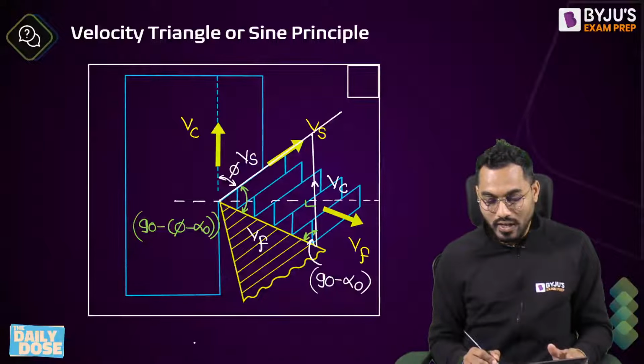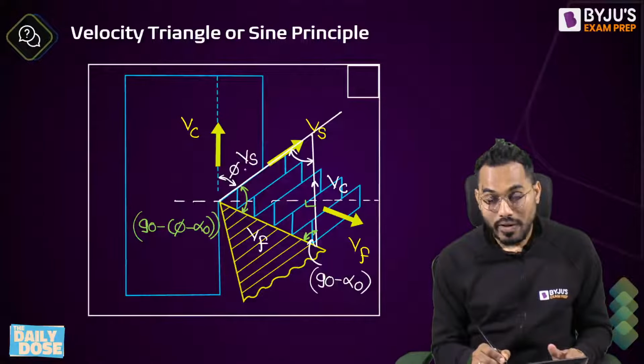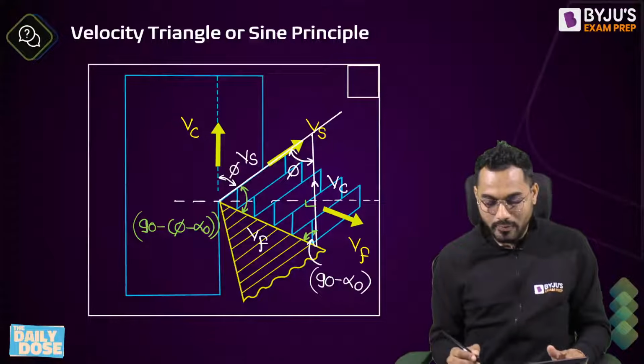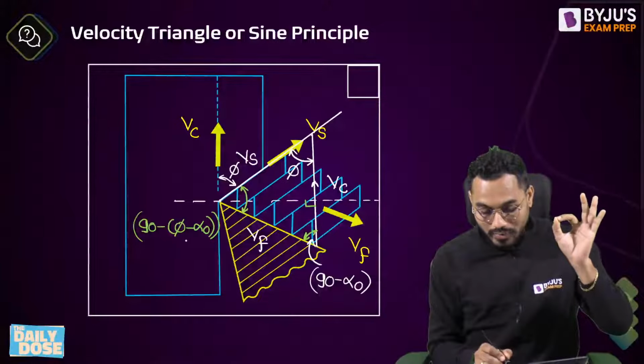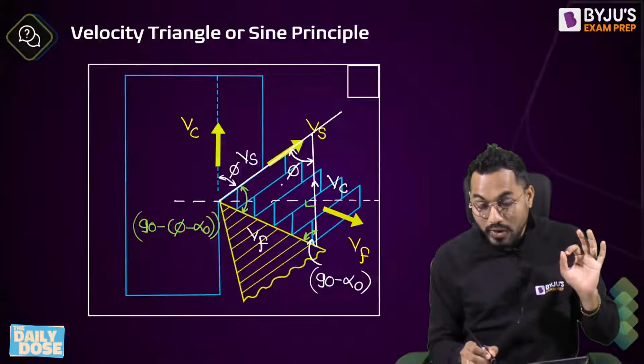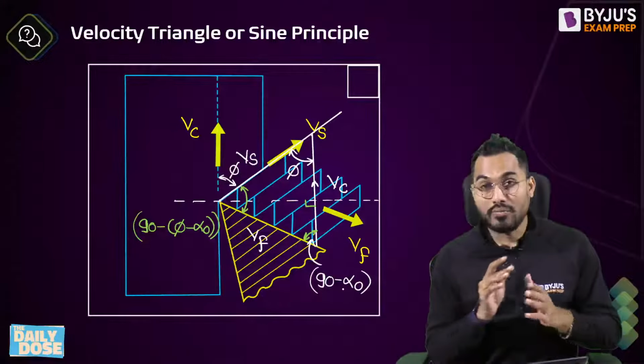Right, 90 minus alpha 0. Now what will be this angle? Sir, this is equal and opposite of shear plane angle phi. So this will be exactly equal to phi. And therefore, now we can apply sine principle: VC divided by sine of (90 minus phi minus alpha 0), VF divided by sine phi, and VS divided by sine of (90 minus alpha 0).